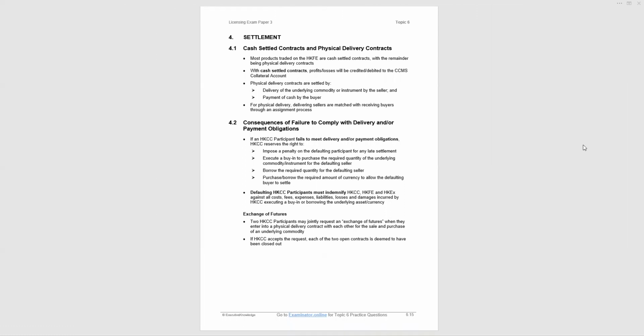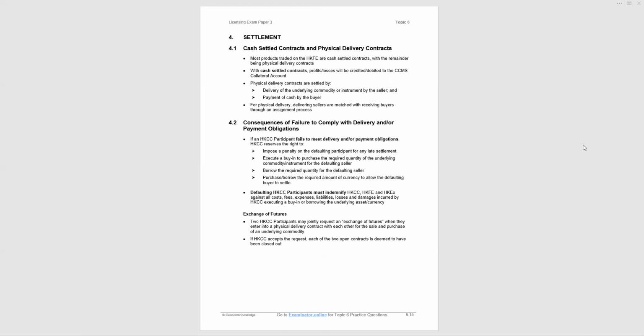However, you can get physical delivery contracts where they are settled by the delivery of the underlying commodity. Oil, for example, you buy oil futures and then you take delivery of barrels of oil. It's unusual, but it can happen. And the other side of the trade is payment of cash. For physical delivery, the delivering sellers are matched with receiving buyers through an assignment process.